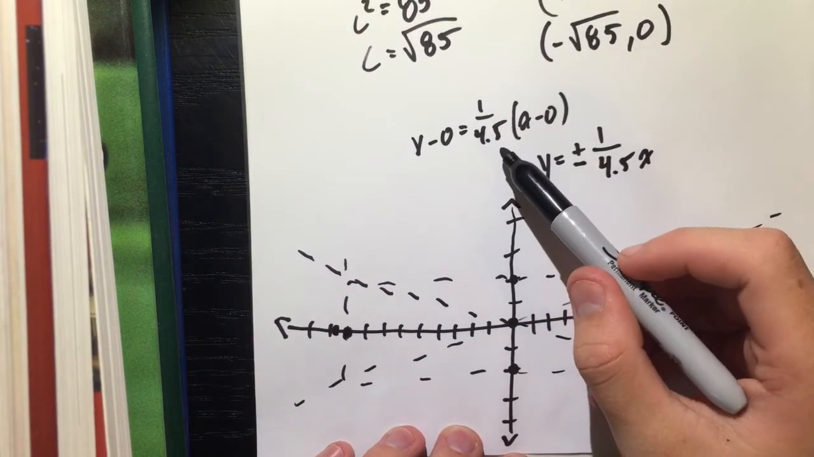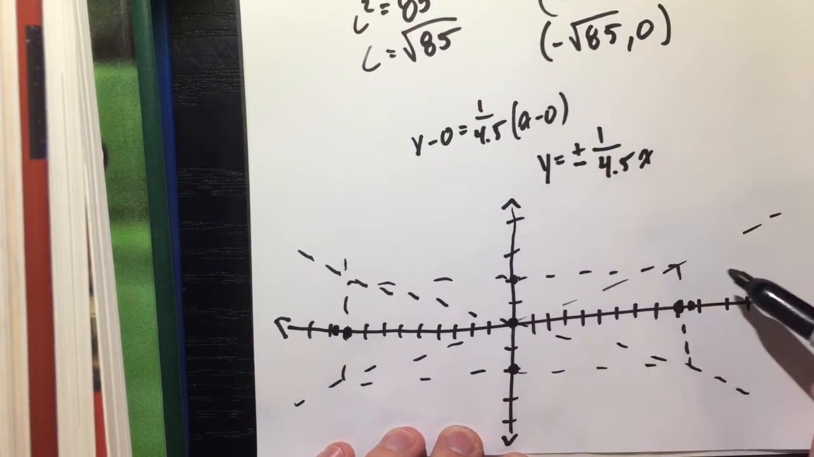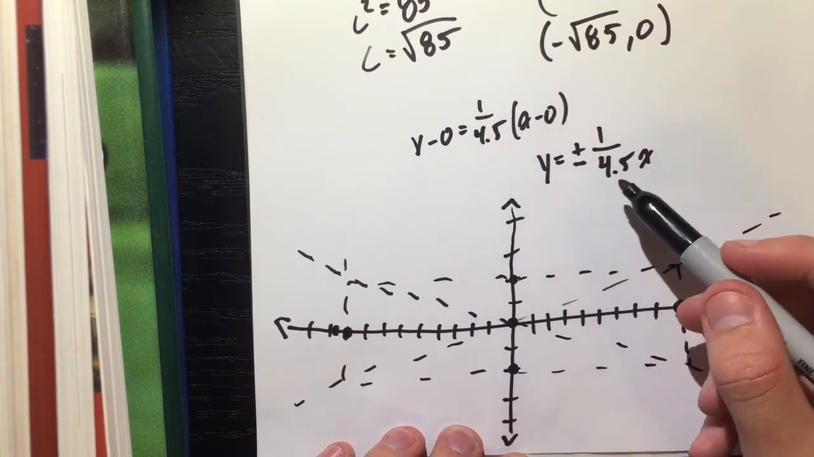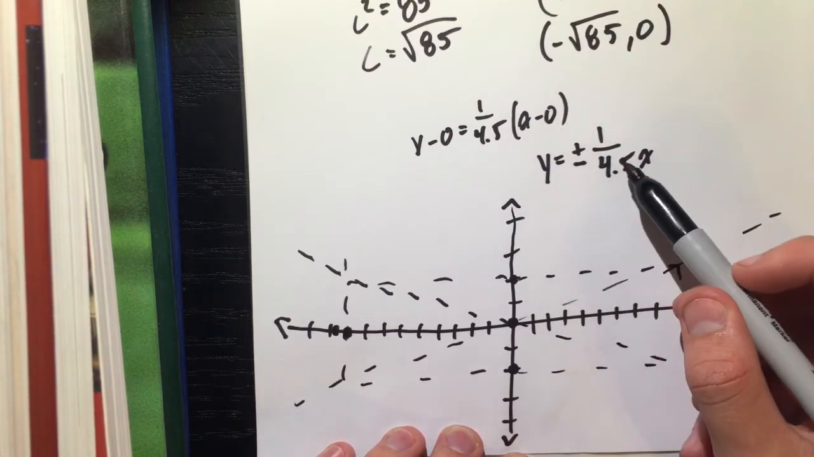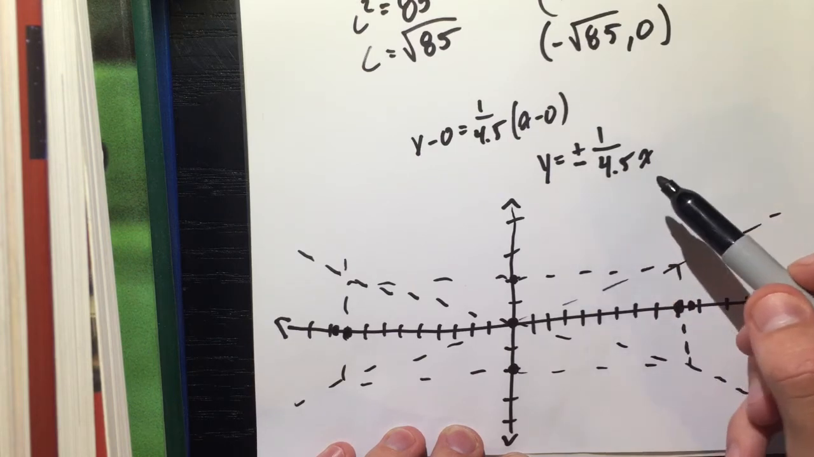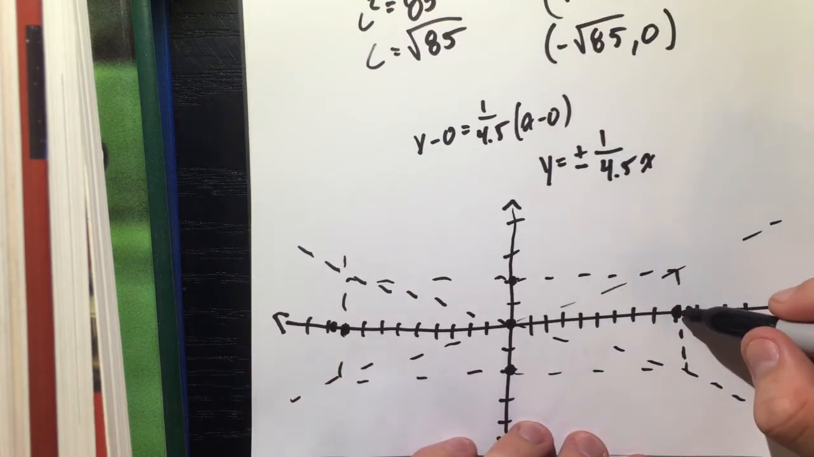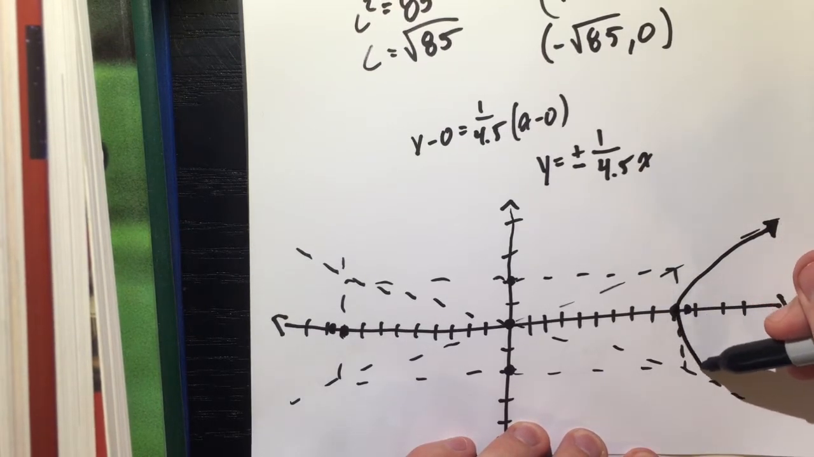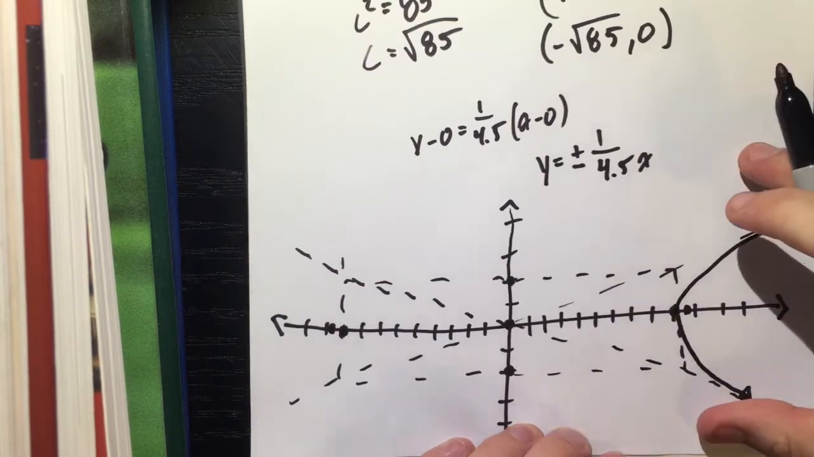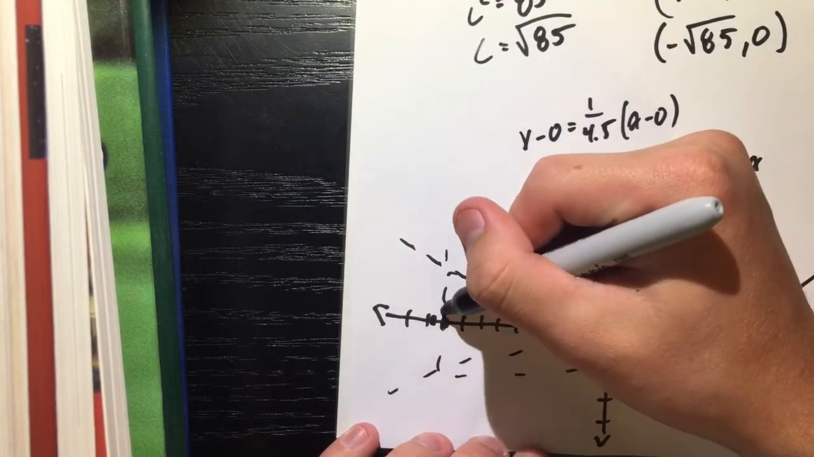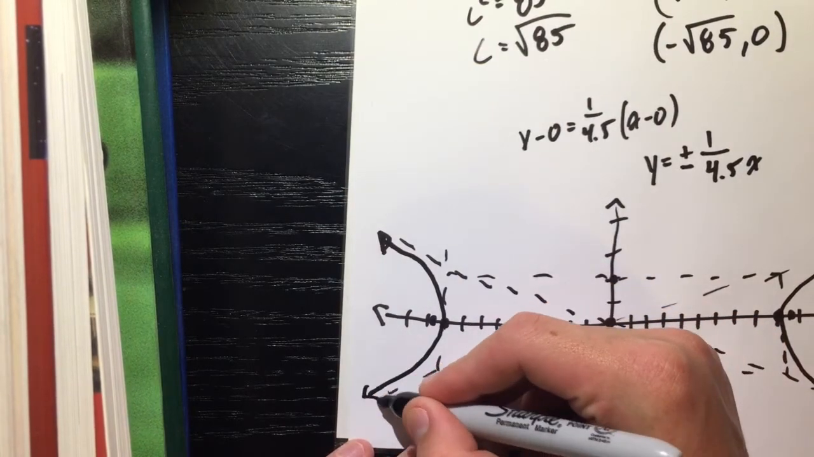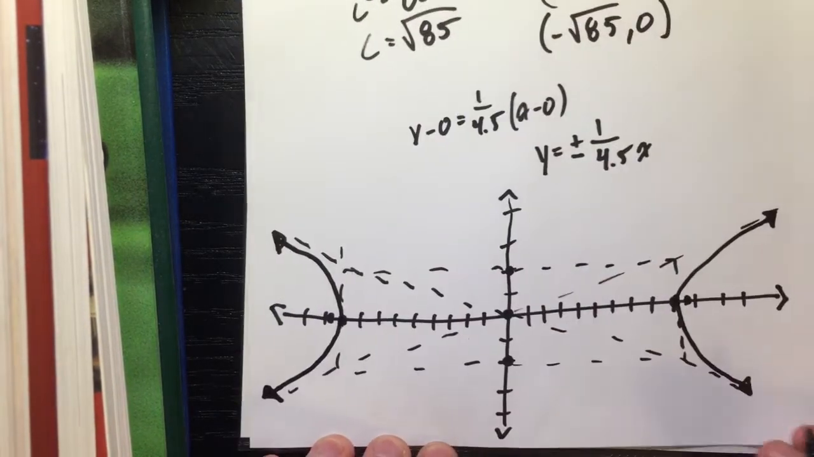So the 4.5 is the slope, because rise over run, rise 4.5, run 9. And I plug in the center and I find that the equation for the two asymptotes is 1 over 4.5 x and negative 1 over 4.5 x. Once I know this, I go from the vertices, not the foci, and I follow the asymptotes. And that is your graph.